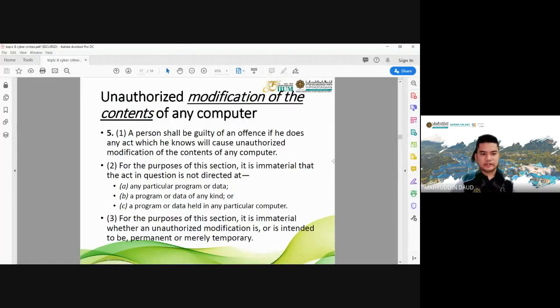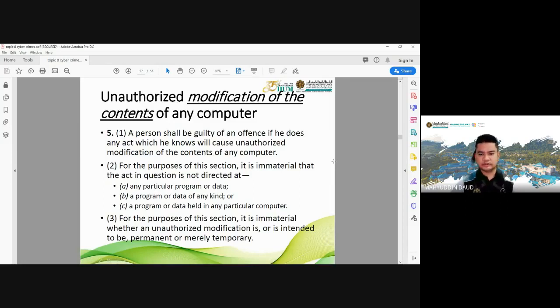And finally, Section 5 talks about unauthorized modification of content of any computer. So just now, Section 3, it's about unauthorized access. Section 4, unauthorized access to commit further offence. Section 5 ni, after you have done unauthorized access, you modify the content. You modify. So this is actually a person shall be guilty if he does any act which he knows will cause unauthorized modification of content of any computer.